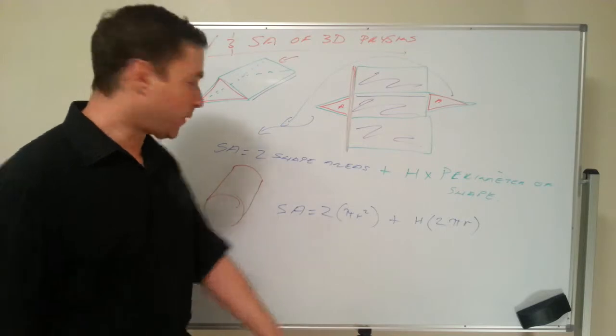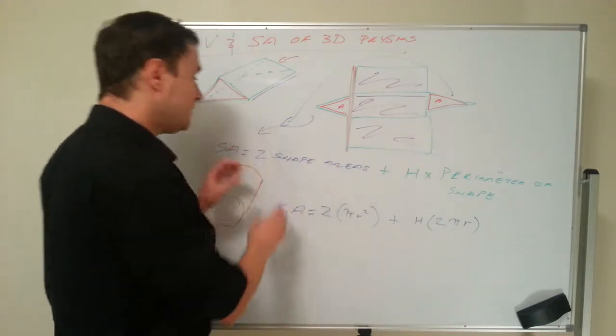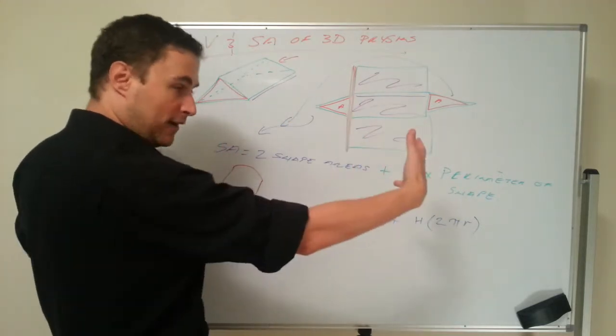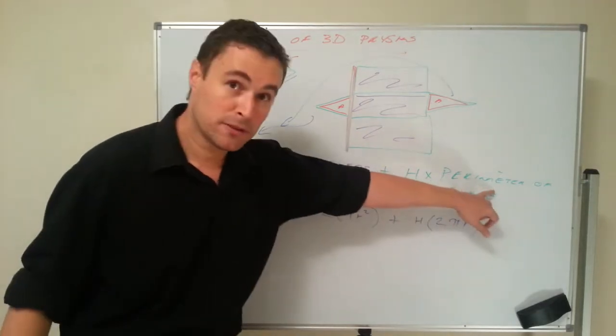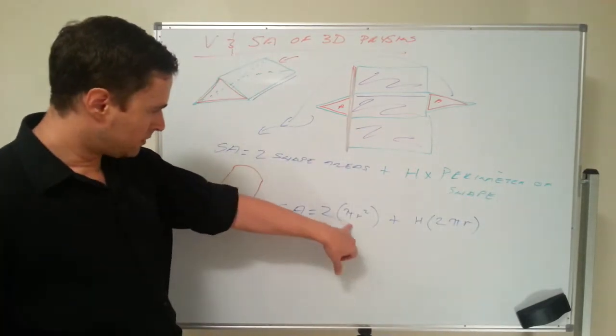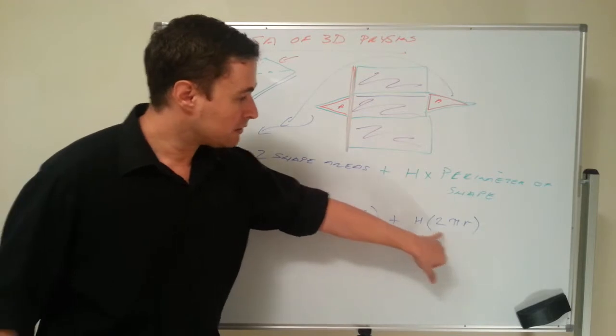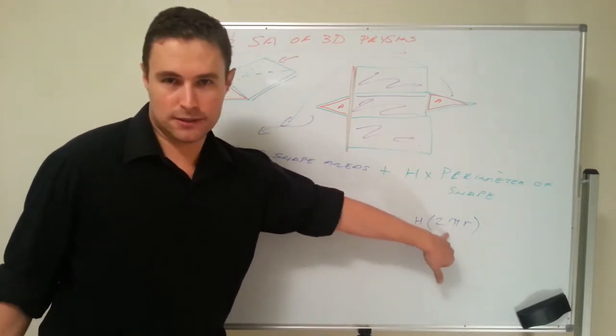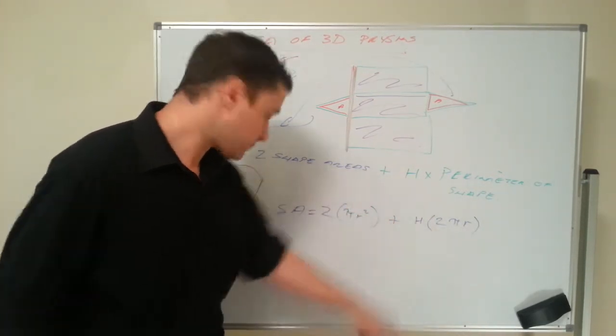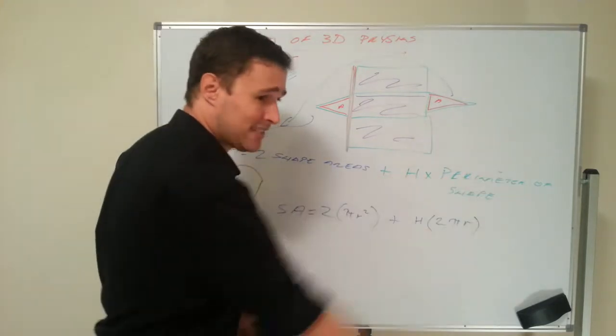I didn't have to learn this off by heart because I have the idea. The idea is two areas, the either flaps, plus the height times the perimeter of the shape. Two areas, plus the height times the perimeter. In a circle, it's the circumference. Okay? In a triangle, it's side plus side plus side.